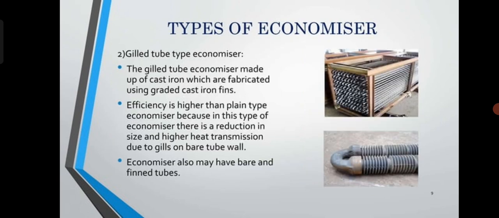And the second type is the gilled tube type of economizer. The gilled tube economizers are made of cast iron, fabricated using gilled cast iron fins. Their efficiency is higher than the plain tube economizers because in this type there is a reduction in size and a higher heat transmission due to the fins. Economizers may also have bare and finned tubes.